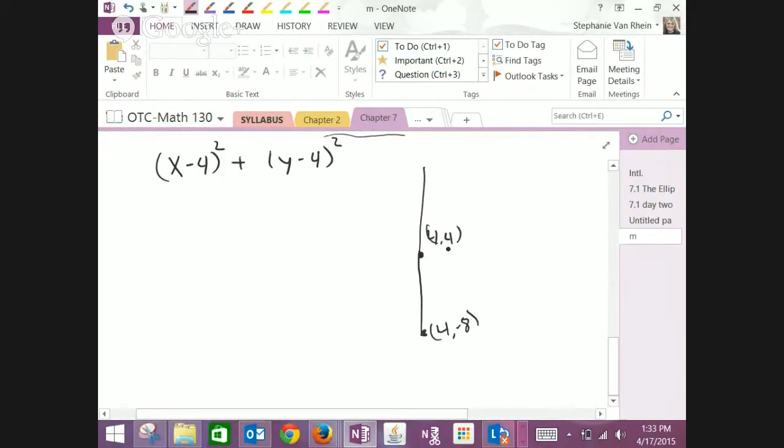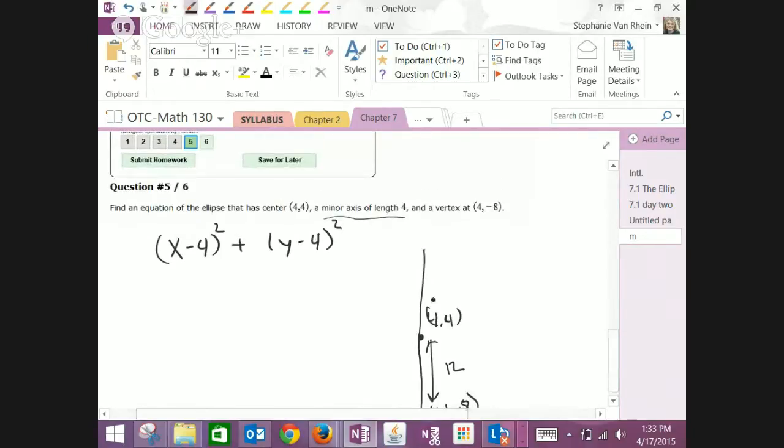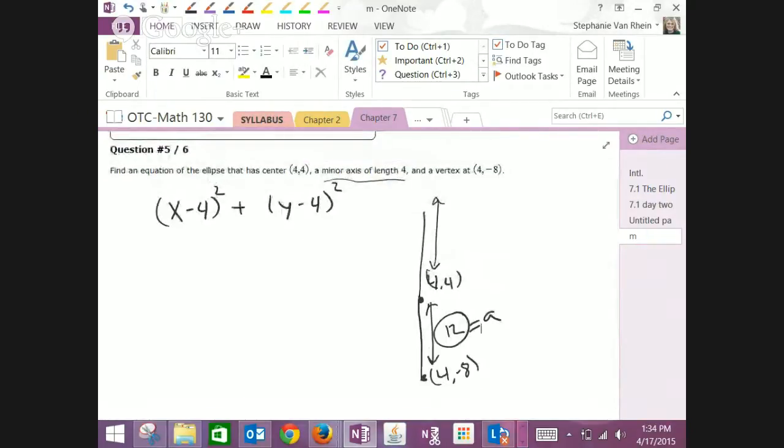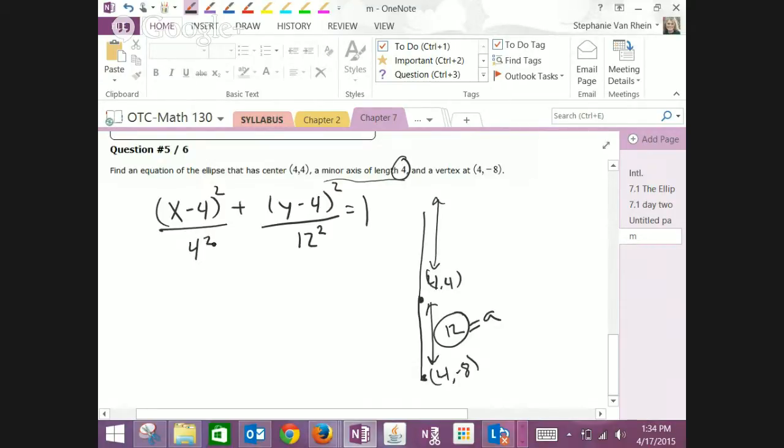So this is a distance of 12, right? If I go a distance of 12 up here, I also get my other vertex, but I don't need that. I just need to know that this is 12. This corresponds to A, because that is the distance of my major axis. From the center to the vertex, the distance of 12. So that would be under here, 12 squared. The minor axis has a length of 4. So this would be 4 squared.